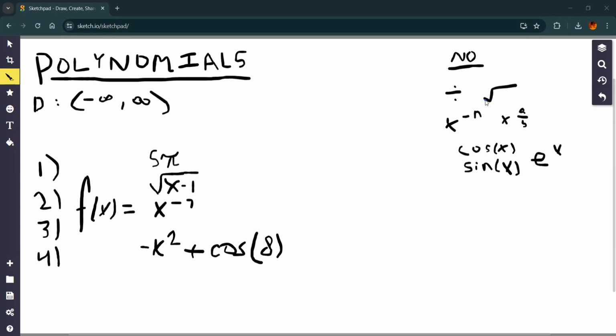No square roots either. And when we're saying these things, we're saying these things cannot be done to the x. So you could have a square root of 2 plus x. That's allowed, but not square root of x. No x to a negative exponent.